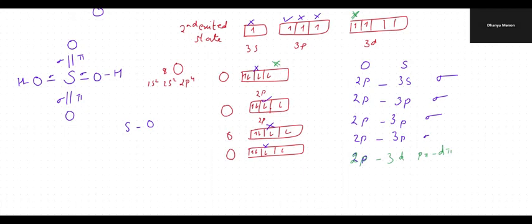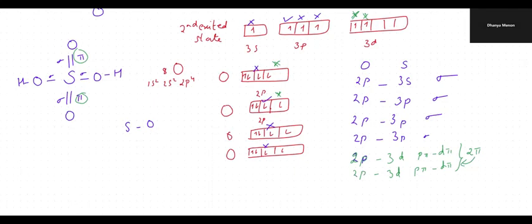We have one more pi bond being formed. So this is one pi bond, this is another pi bond. Another pi bond is formed between the 2p orbital of oxygen and the 3d orbital of sulfur. So it's also a p pi, d pi bond. How many p pi, d pi bonds are formed? There are 2 pi bonds, and both of them are p pi, d pi bonds.